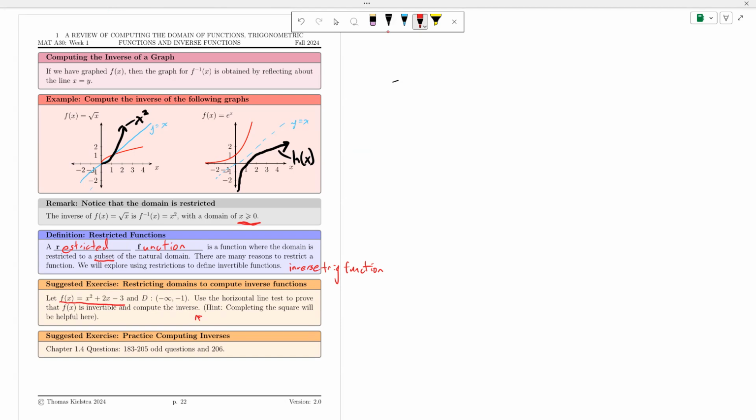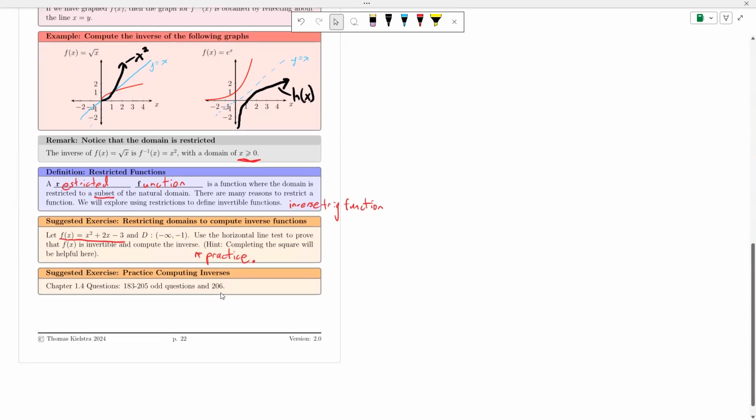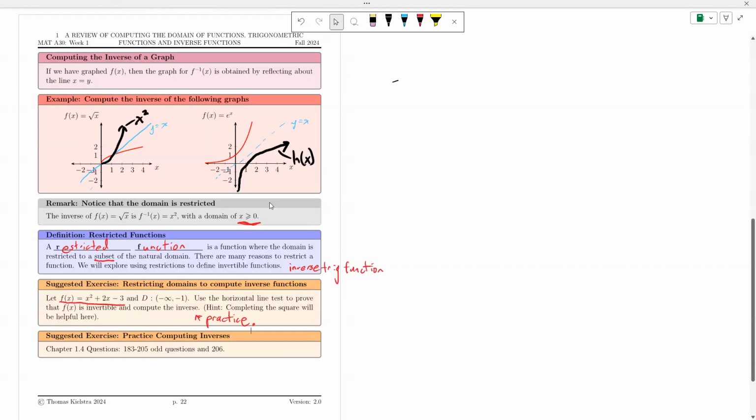Now, I would highly suggest to practice this problem. Okay? It would be a great problem to practice.